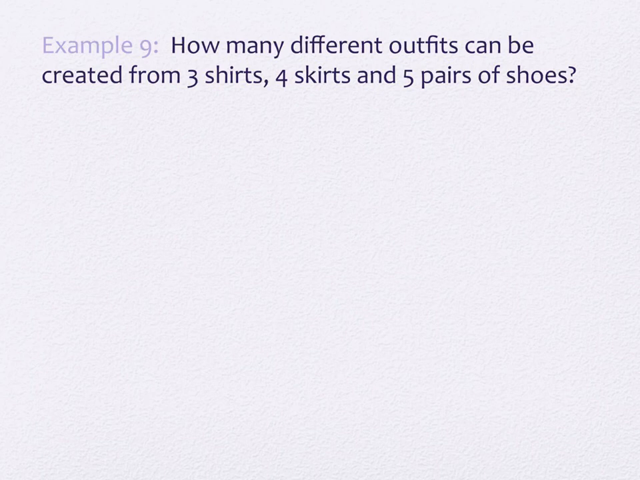Well, there's 3 different things we're choosing from. And I always write these down kind of in space bar holders. So this is our shirts. I'll just abbreviate it. This is our skirts. And this is our, what did I say? Shoes, right? No, I don't want SH again.